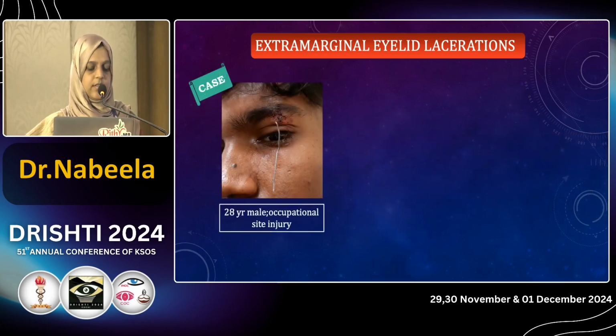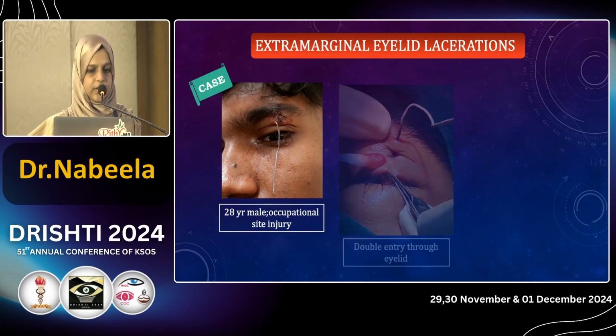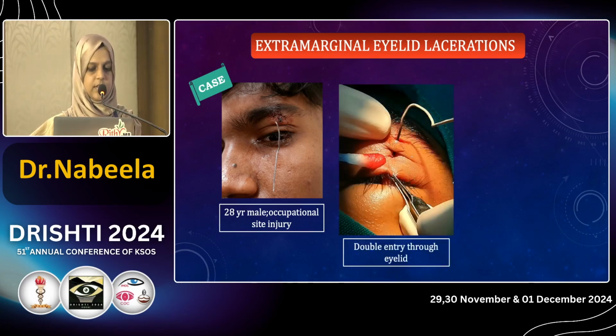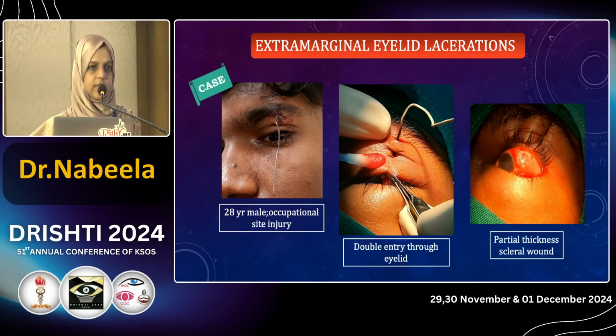Now, in cases like this, here it is a 28-year-old male with an occupational site injury. You can see a steel wire piercing the eyelid. So ideally, you have to go for imaging to know the depth of penetration of the foreign body. Here, in this case, it was a steel wire with a double entry through the eyelid, and luckily it was only superficially touching the sclera with a partial thickness wound. So the wound on either side of the steel wire was extended, foreign body removed, sutured and left.